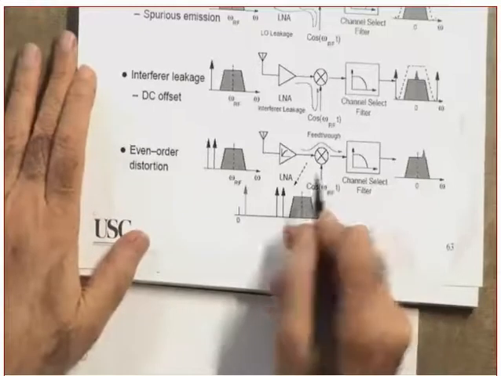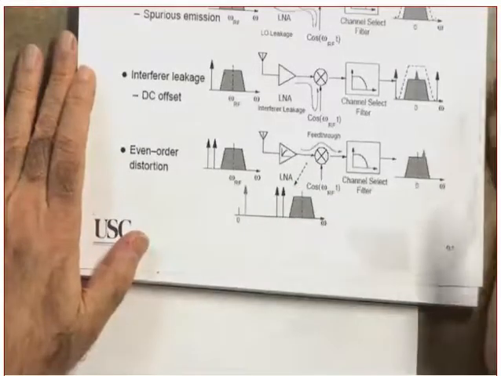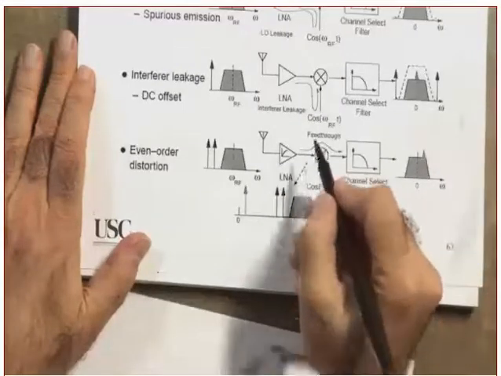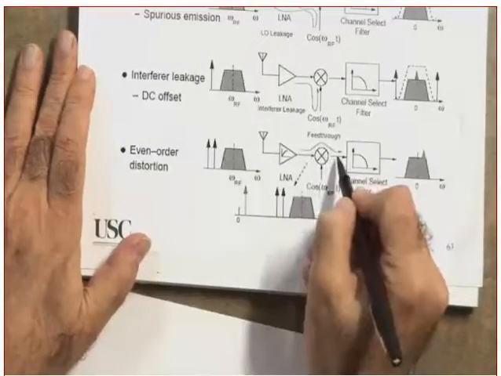Because this one is what? RF. So when you mix this one with this one, it will become what? It will become centered around RF. Yes? What am I saying here? I'm saying that there was a leakage from the RF to the baseband.